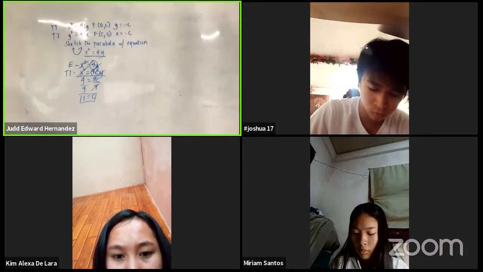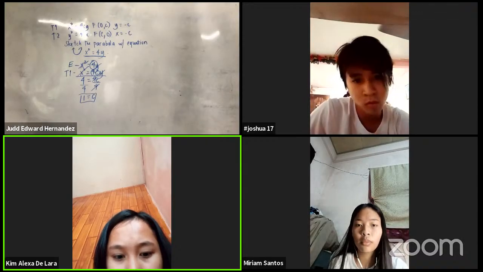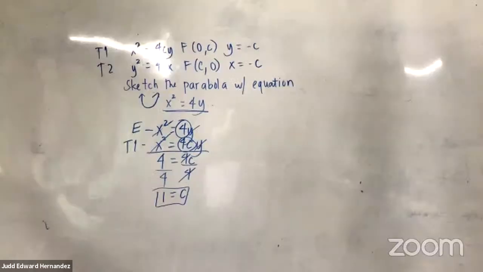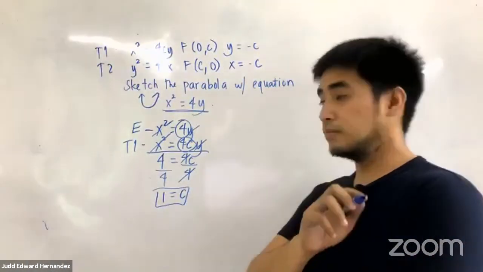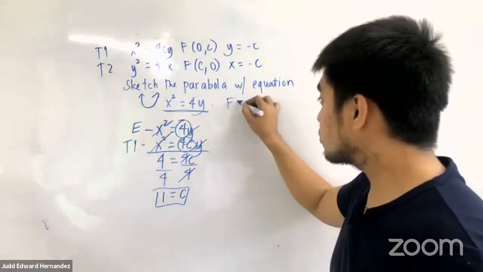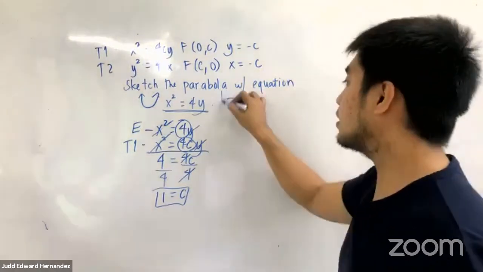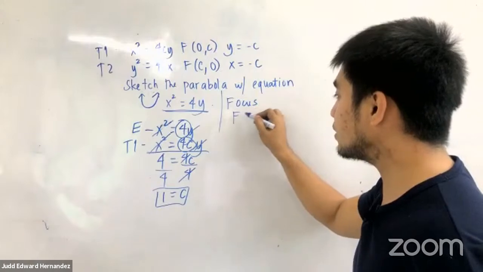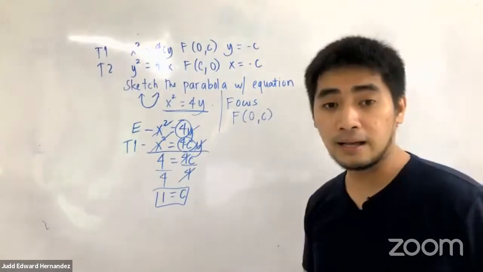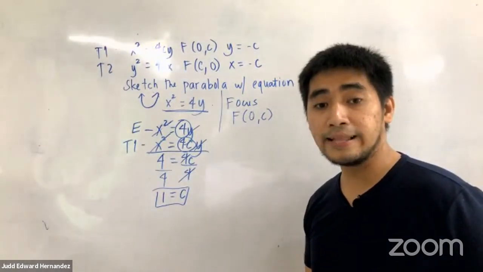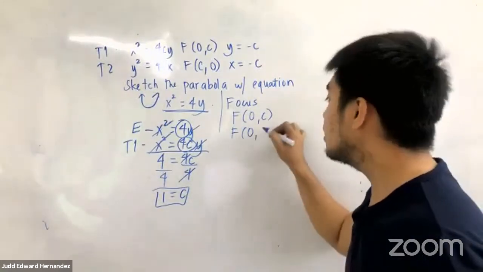Ano yung susunod na isa-solve natin, guys? Lactus rectum. Focus. Defocus muna. Okay, solve muna natin yung focus. At nasaan daw yung focus? F is located at, dahil x squared, that is (0, c). Tama ba? Okay, that is (0, c). Therefore, the focus is located at (0, 1).